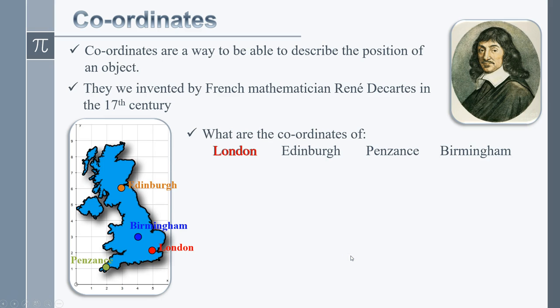Let's have a look at London. The location of London compared to the origin is 5 across, 2 up, so our coordinates are 5, 2. The 5 is called the x-coordinate, and the 2 is called the y-coordinate. Edinburgh is across 3, up 6, so that's the point 3, 6. Penzance is 2, 1. And finally Birmingham, which is at 4, 3. And there we go.